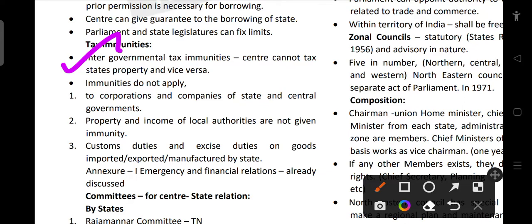Then immunities do not apply in case of corporations or companies of the state and central government. So corporate companies are an exception to it, and property and income of local authority are not given immunity. Customs duties and excise duty on goods imported, exported, or manufactured by the state are also exceptions under this particular tax immunity.